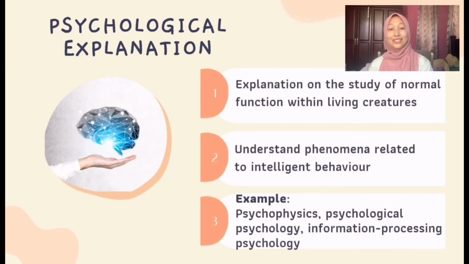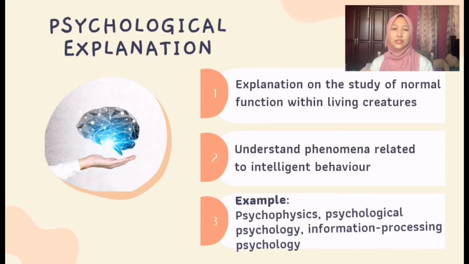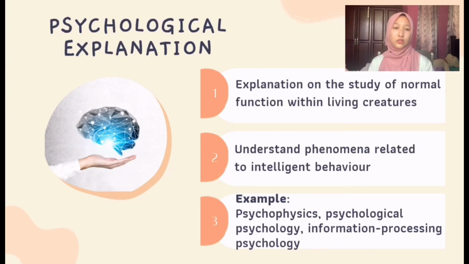Psychological explanation is an explanation on the study of normal function within living creatures. It is used to understand the intelligent behavior of living creatures. Examples of psychological explanation are psychophysics, psychology, and information processing psychology. Psychology is so wide, that's why we have many subfields under it, which are three of these. These three subfields have their own explanation.